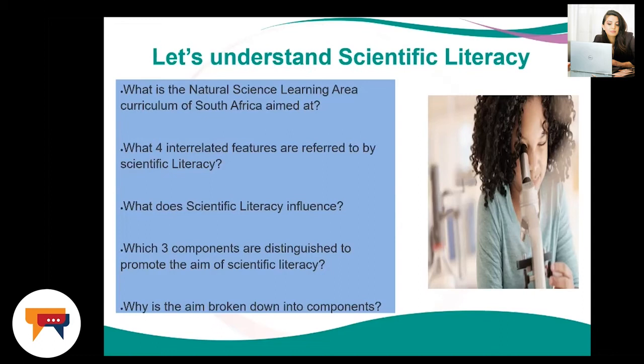Now you need to also think about which three components are distinguished to promote the aim of scientific literacy. So remember, the scientific knowledge of concepts, the scientific process skills, and the scientific attitudes. You need to think of all of this when planning a lesson.